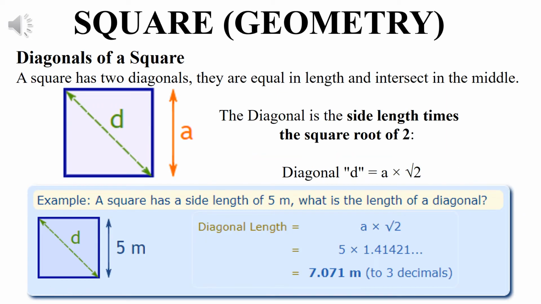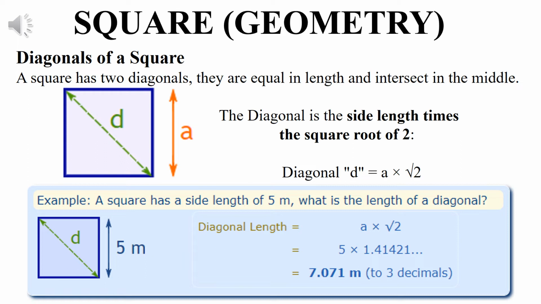Diagonals of a square. A square has two diagonals. They are equal in length and intersect in the middle. The diagonal is the side length times the square root of 2. Diagonal d is equal to a times the square root of 2.